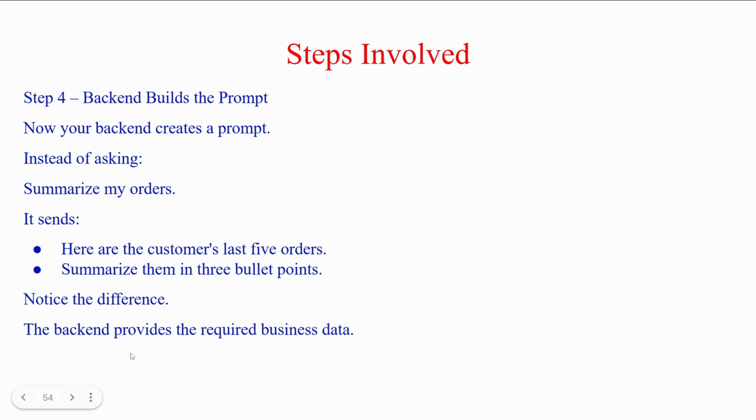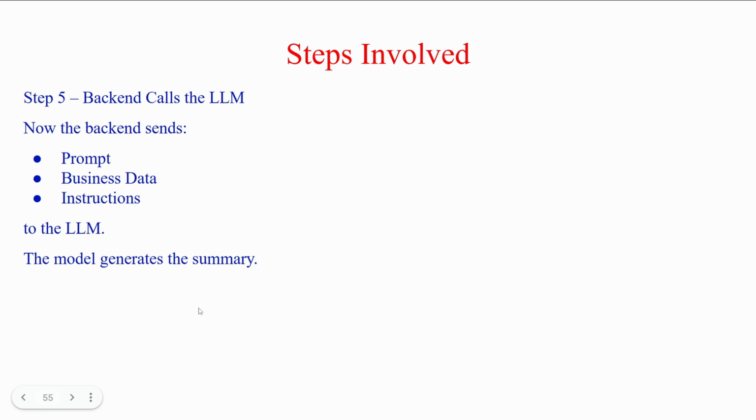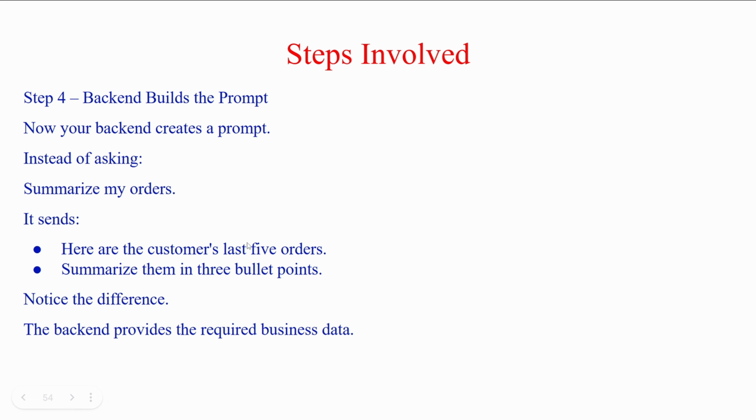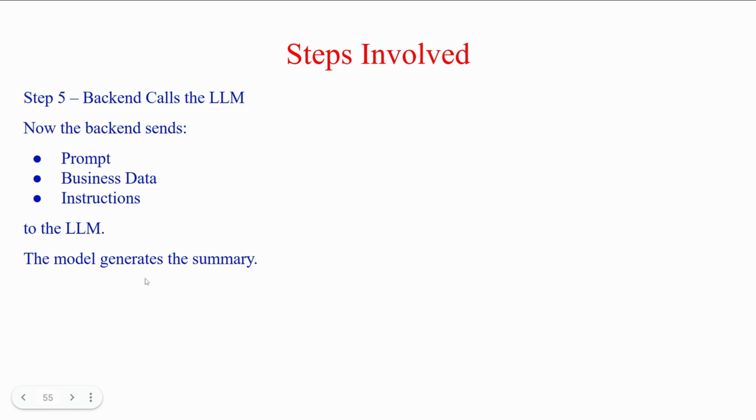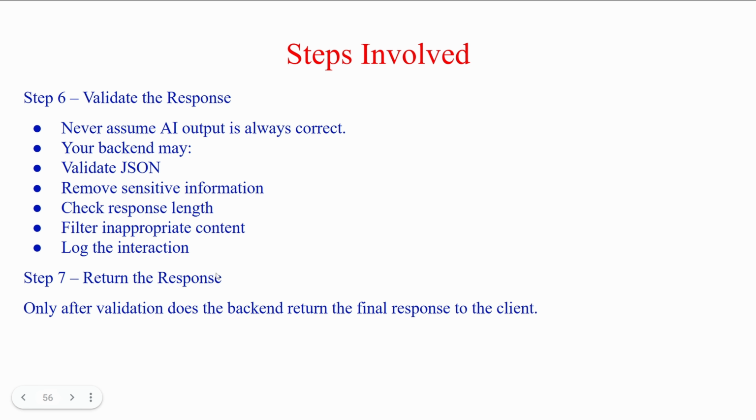You see the difference? It is the backend that is responsible to optimize and modify your prompt. Get your request, attach the history, fetch data from the database, attach it to the request sent to your LLM. Now the backend calls the LLM with both things, the last 5 orders as an input and the summary of your request. Now the backend sends this to the LLM and the LLM model generates the summary.